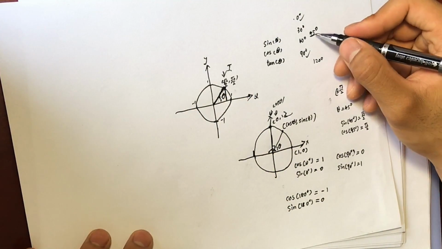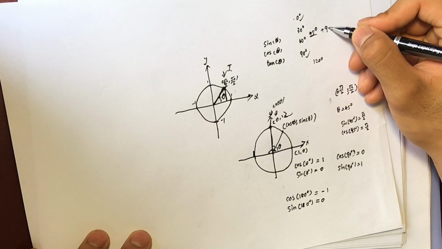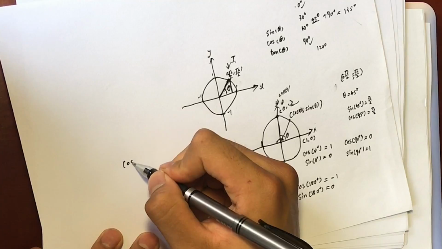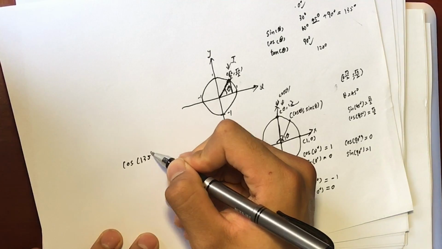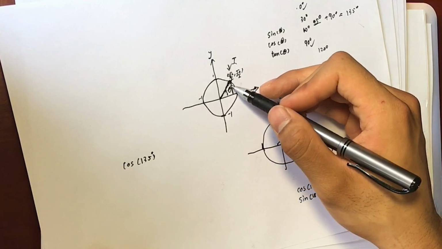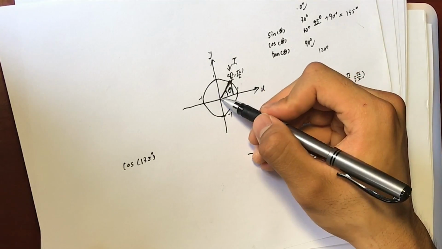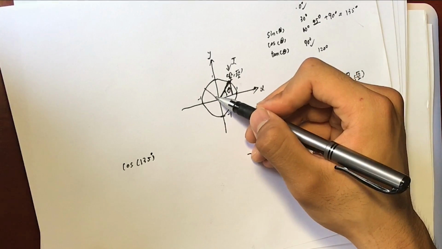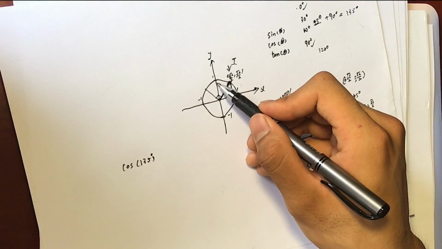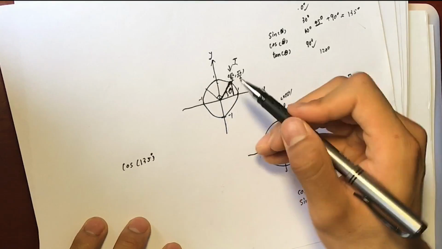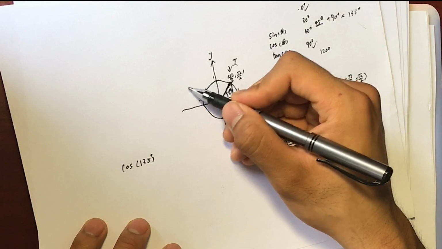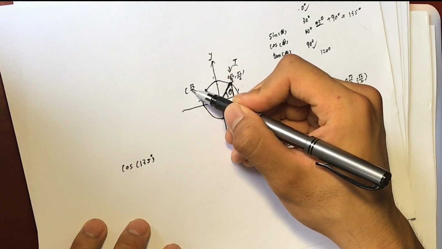How about 45 plus 90? You get 135 degrees. How about cosine 135? Well, 135 is 45 degrees plus 90, which means it's right here, right? Here's the right triangle. And what is this? This is halfway between 90 degrees and 180 degrees, which means the absolute value is still the same.